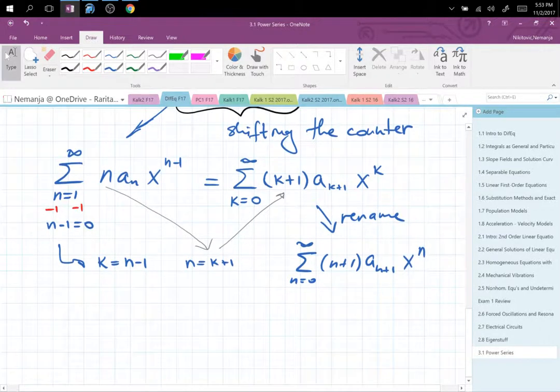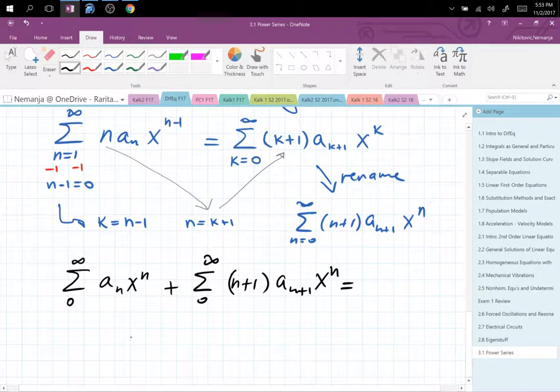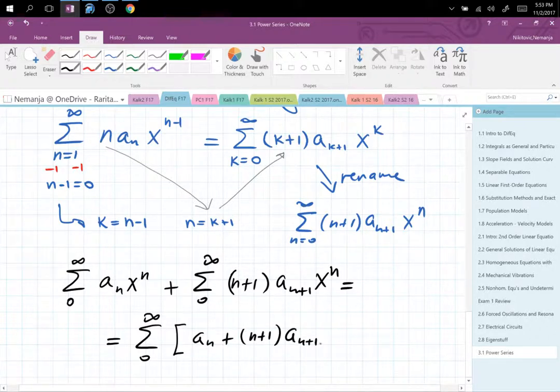Looks like we're already losing people. So now, when we plug everything back in, we have the summation from 0 to infinity of a_n x to the n, plus the summation from 0 to infinity of (n plus 1) a_(n+1) x to the n, and we can add to get the summation from 0 to infinity of (a_n plus (n plus 1) a_(n+1)) x to the n.